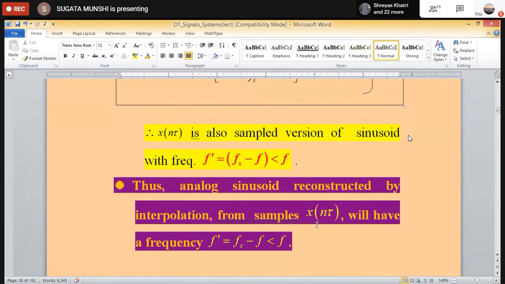What will happen if you sample at a frequency Fs equal to twice f? That is important. Why is it important? Because in almost all the textbooks you will find that the minimum sampling frequency for such a case is Fs equal to twice f. But what will really happen when Fs equal to twice f? Let's see.